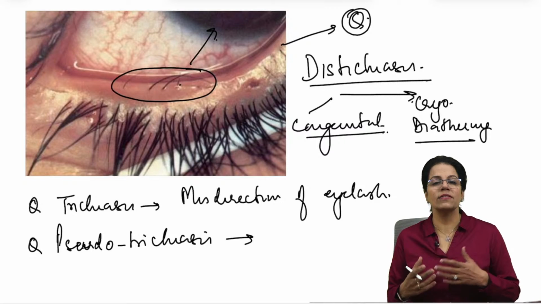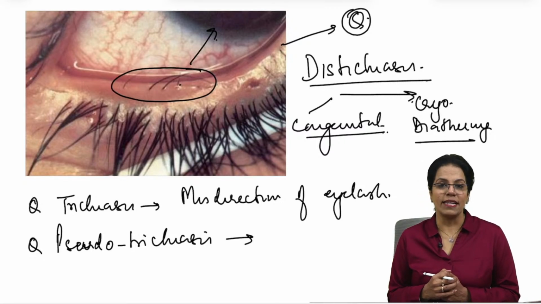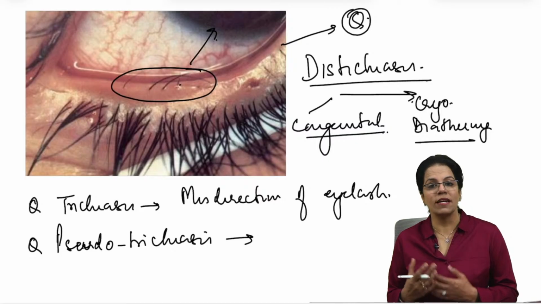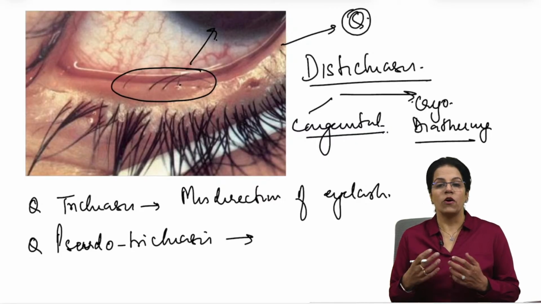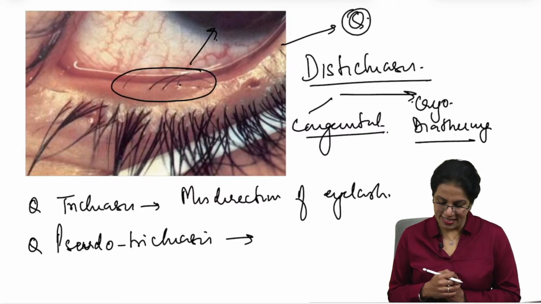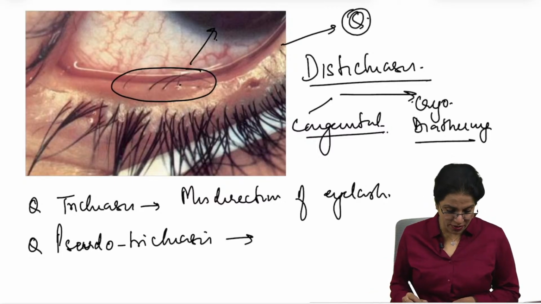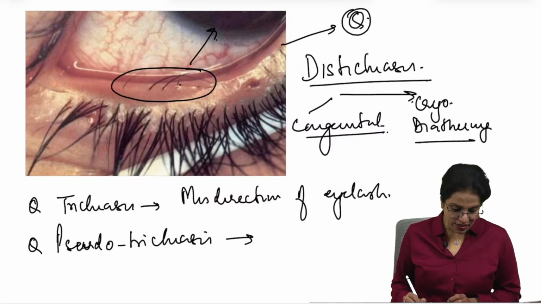Yeah, trichiasis generally in trachoma or any cause of scarring can lead to misdirection of eyelash. Not only trachoma but other causes of scarring like all types of burns, Stevens-Johnson syndrome and so on. Quickly tell me so that I move to the next image. Pseudo-trichiasis. Very good. Yes, yes. So I got the answers.